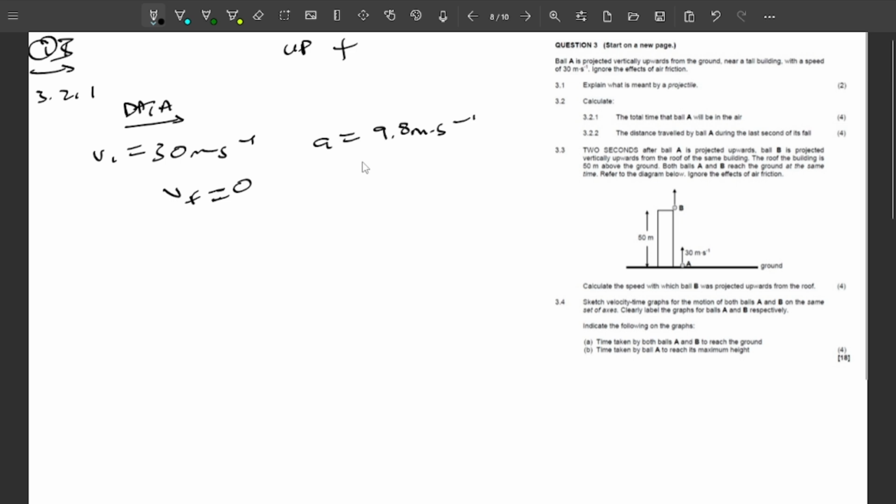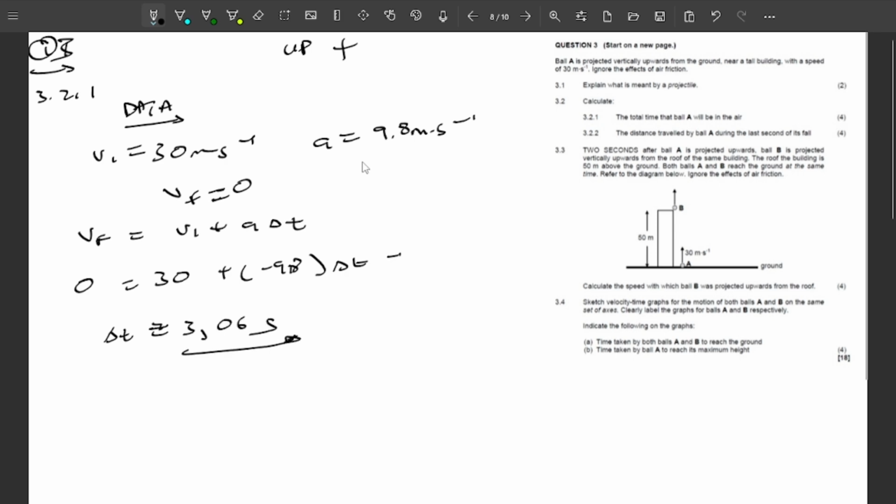Now which formula are we going to use? The VF is equal to V initial plus A change in T. This is the one that we're going to use. Since up is positive, we know that the acceleration is going to be negative. They said the total time, which is what we're looking for, and since it's going up, the V initial is positive, and the VF is 0. Now we solve it, and we should get 3.06 seconds, because it's going to be 30 is equal to negative 9.8 change in T. Divide both sides, and you should get 3.06 seconds.